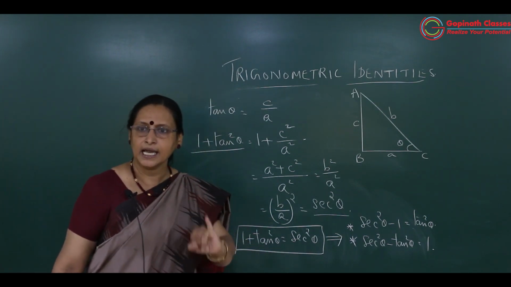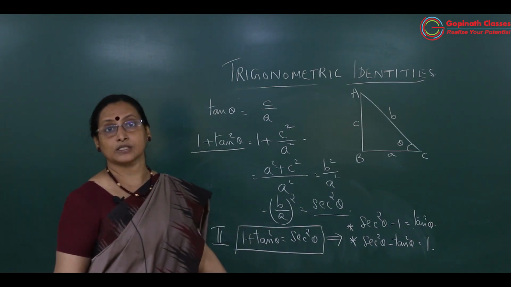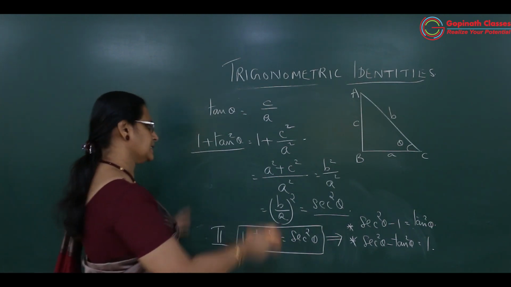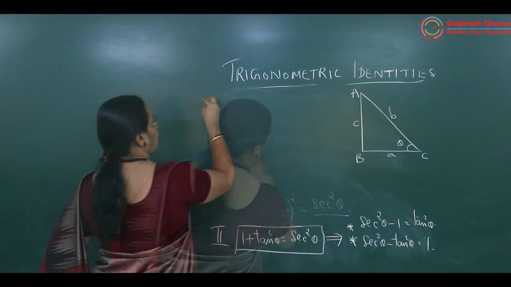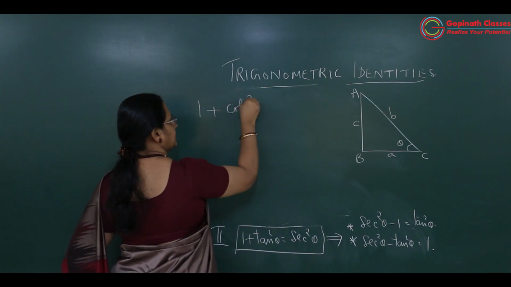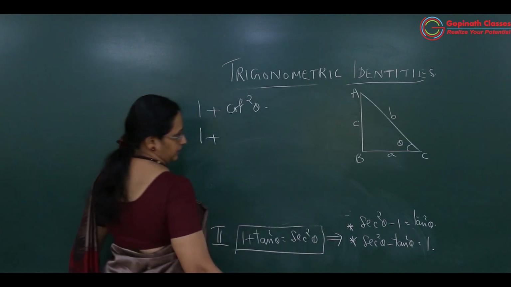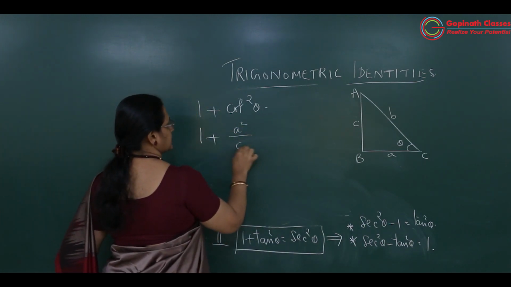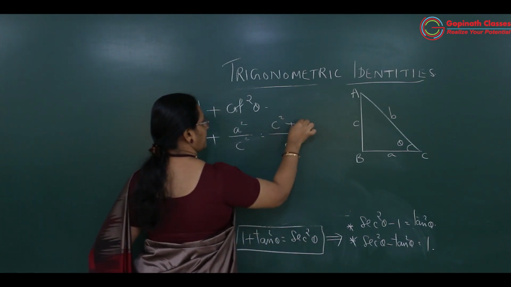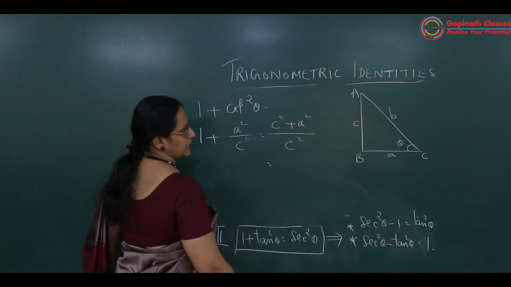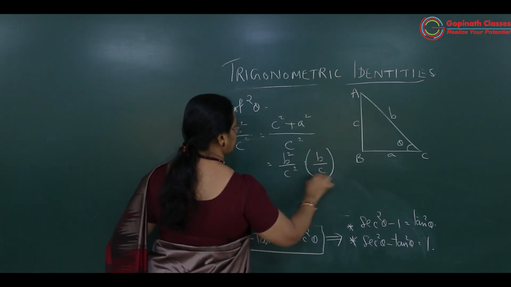The first identity is sin square theta plus cos square theta equal to 1. Second identity is 1 plus tan square theta equal to sec square theta. The same way we can prove the third identity, which is 1 plus cot square theta. What is cot theta? Cot theta is adjacent upon opposite, that is a square by c square. I am taking c square out, LCM. So I will get c square plus a square. You know c square plus a square is b square. B square by c square, which is nothing but b by c the whole square.